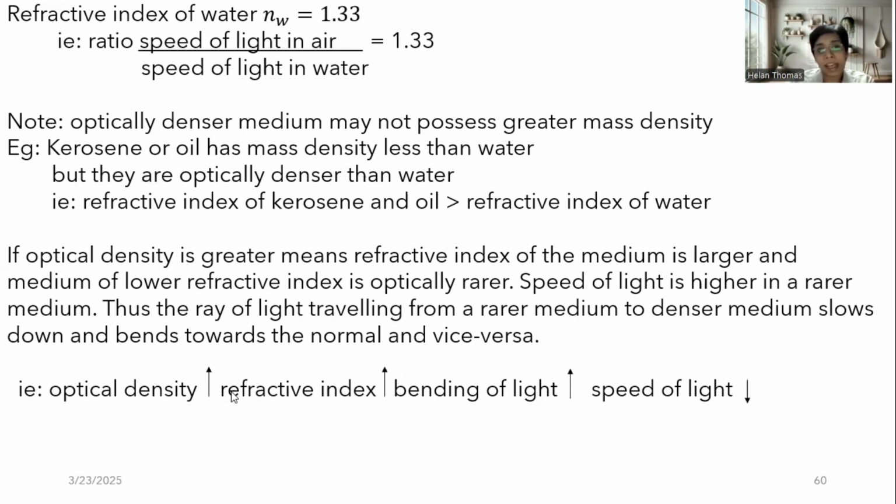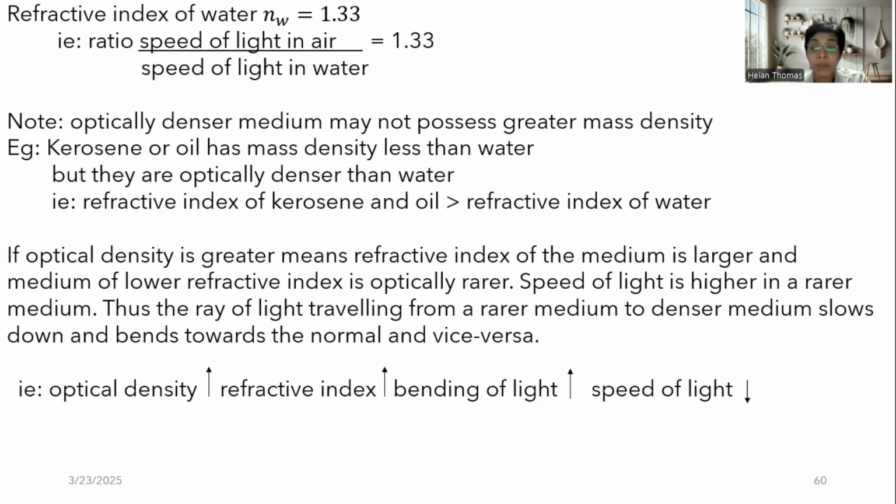If the optical density is high, the refractive index is also high. Refractive index means the extent of bending of the light is more in that case. When the light ray comes closer to the normal, the speed of light decreases, and the speed of light increases as the light ray moves away from the normal.